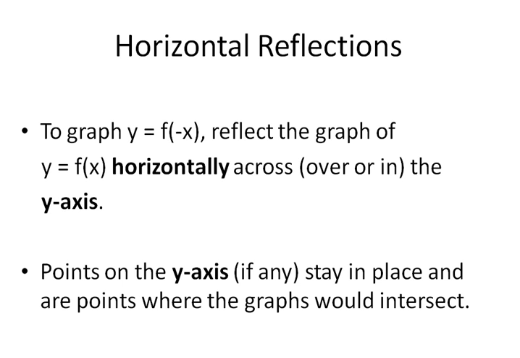To graph y equals f of the opposite of x, reflect the graph of y equals f of x horizontally across, over, or in the y-axis. Points on the y-axis, if any, stay in place and are points where the graphs would intersect.